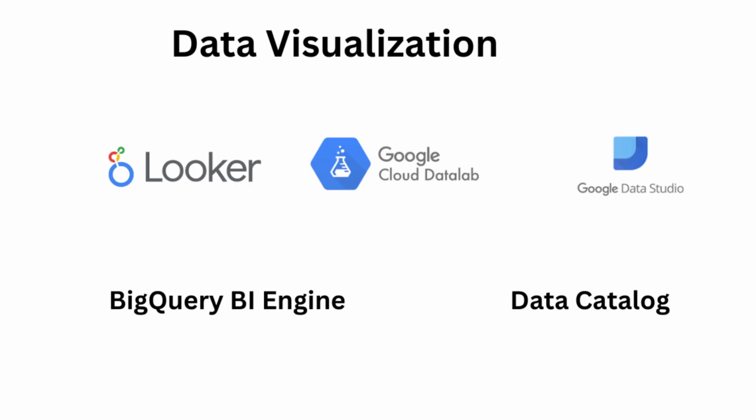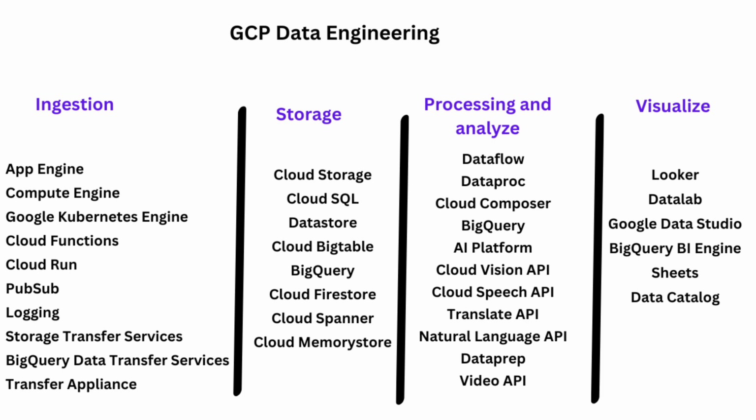Data visualization. GCP also has services for data visualization and exploration. Looker, Datalab, Data Studio, BigQuery BI Engine, Sheets, Data Catalog are the services for visualization. Using these services, you can visualize the data in a dashboard which will give you insight into the data. So you can use these services for data visualization. So this is the high level overview of the GCP services that we can use for data engineering.